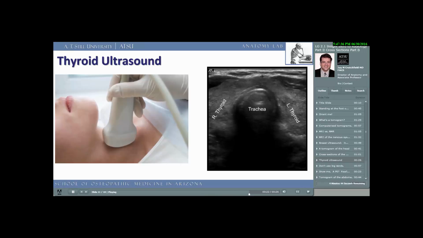I've labeled it, the right thyroid lobe and the left lobe of the thyroid.